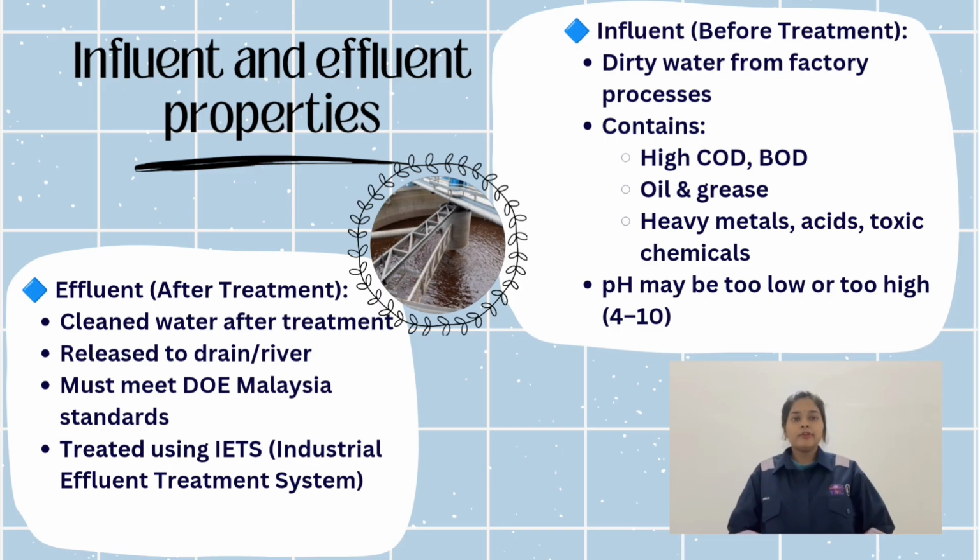Today I will explain about influent and effluent from a chemical manufacturing plant. Influent is the dirty water from factory processes. It may contain chemicals, oil, dirt and harmful substances. This water goes into a treatment system called IETS. After treatment, the water becomes effluent. Effluent is much cleaner and safe to release into drains or rivers. It must meet government standards.